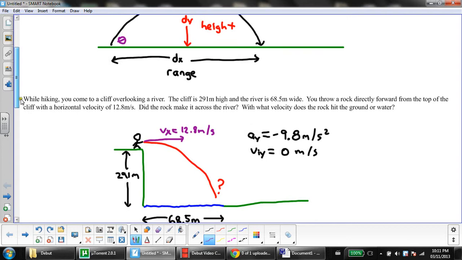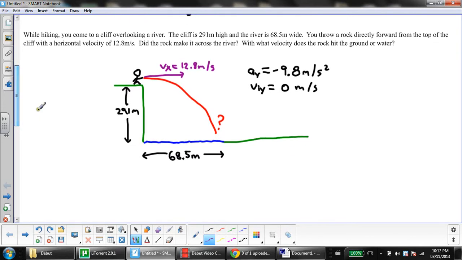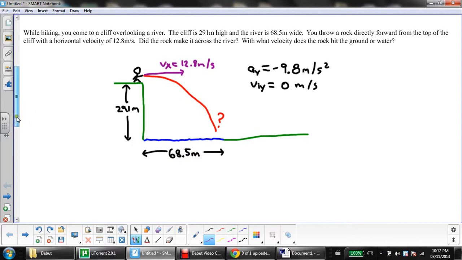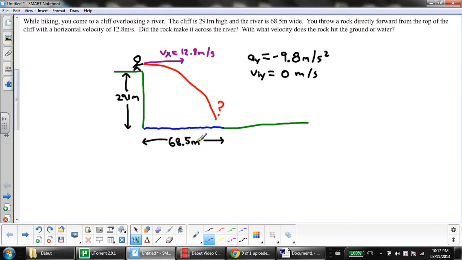First question, we're hiking along, come to a cliff overlooking a river here that I've drawn in blue. Cliff is 291 meters high. This river is 68.5 meters wide. I throw a rock out horizontally. It's got a velocity of 12.8 meters per second to start. Does it clear the river or not? And then the second part, how fast is it going when it hits either the water or the ground? And don't say 0. That answer is ridiculous. I would never ask such a question.